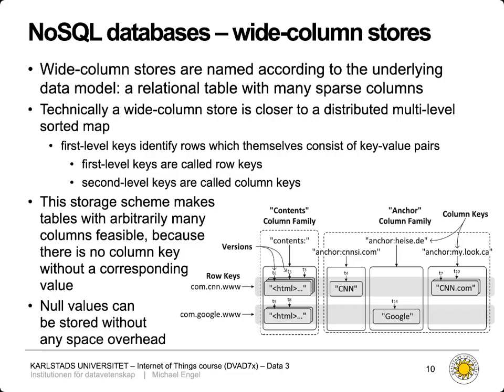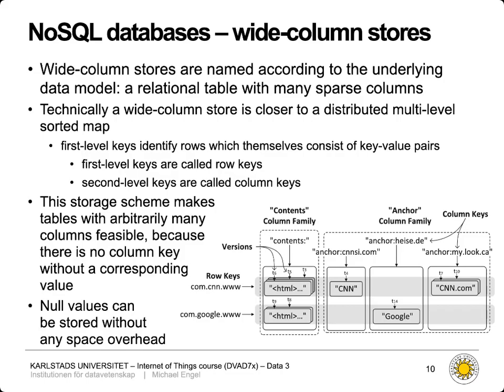So we have row keys and we have column keys, and that enables this sparse data storage, so we don't have to reserve storage for information which is just not contained in the database because we don't need it. This storage scheme makes tables with arbitrarily many columns feasible because there is no column key without also providing a corresponding value.